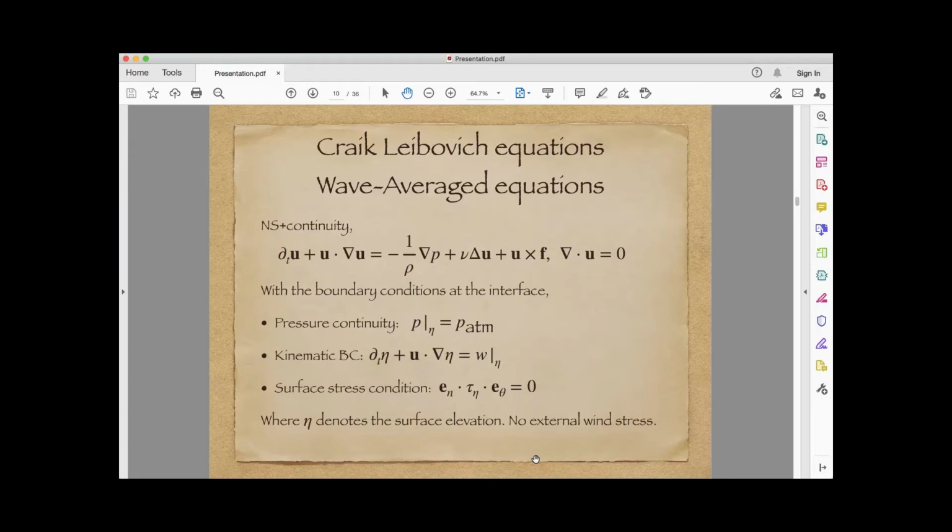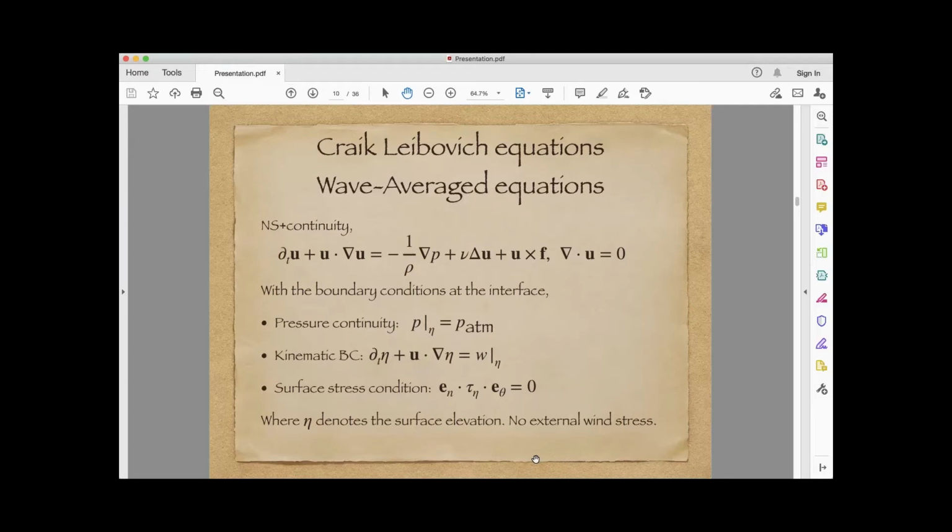You also have to be careful with the boundary conditions. First is the pressure continuity at the interface: we say that pressure at the interface is given by the atmospheric pressure. The second boundary condition is the kinematic boundary condition, which basically tells that the particle sticks to the interface, and you have an equation for the evolution of the interface and its relation with the vertical velocity w. This again is given at the interface.